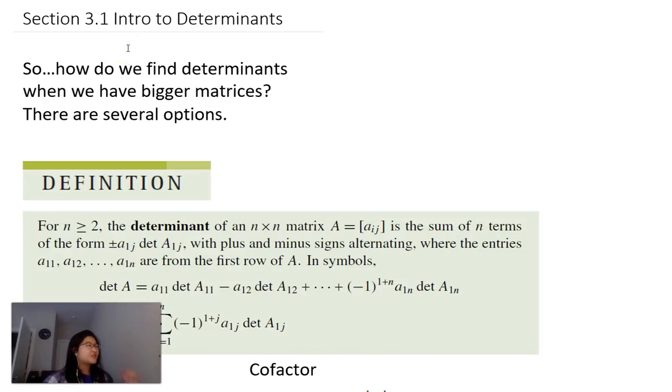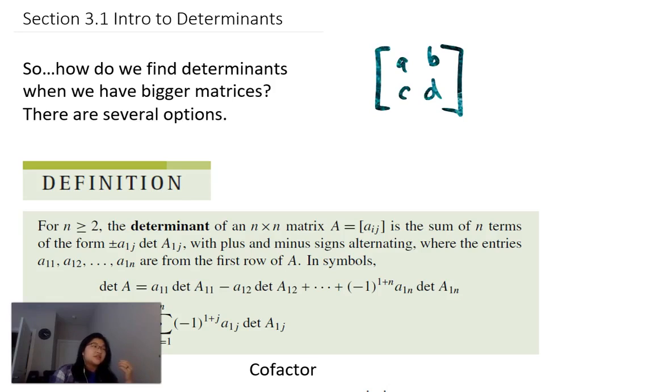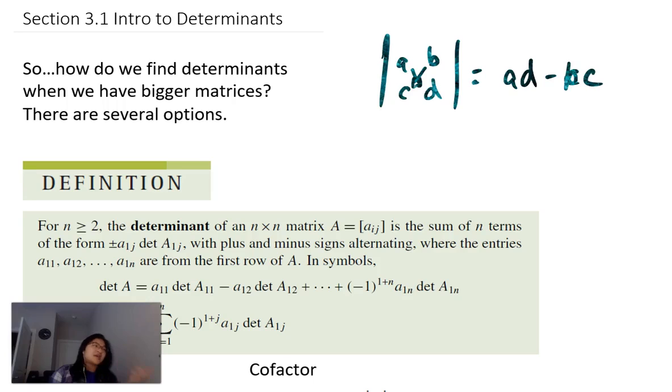All right, welcome back. So we are looking at section 3.1, which is Introduction to Determinants. The question that you might have, which is valid and reasonable, is how would we find determinants when we have bigger matrices? Because for a 2x2, the A, B, C, D case, the determinant is just multiply here, so AD, and then subtract BC. But what if we had a 3x3? Well, that is an excellent question.